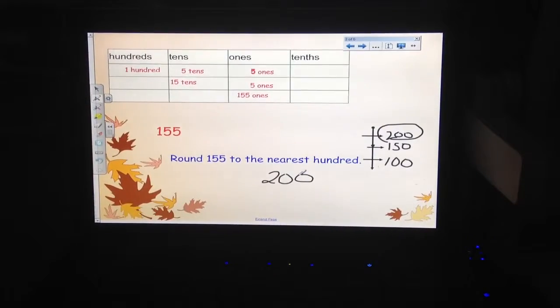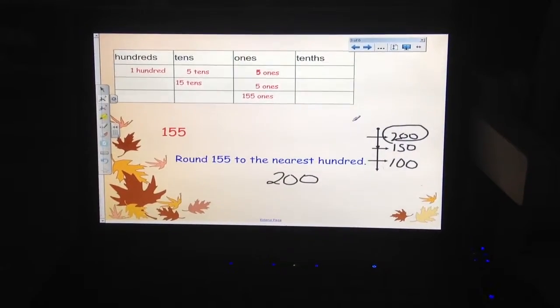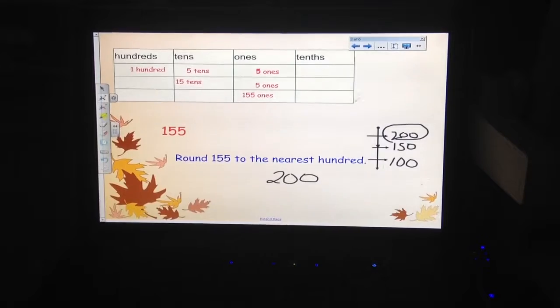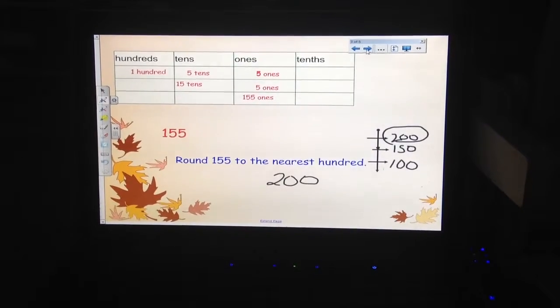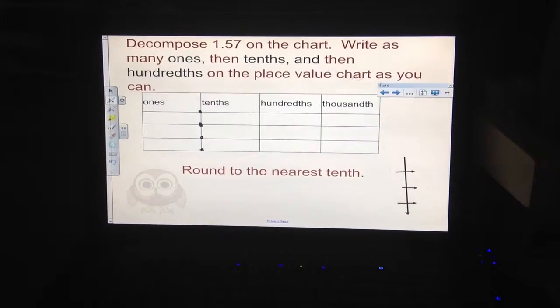This is a different way of rounding. Again, if you want to watch the video I showed you previously, that might be more helpful to you. We'll look at one more example, and then we'll stop for today.